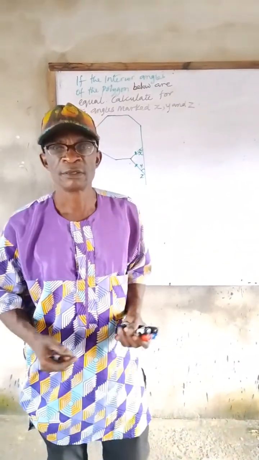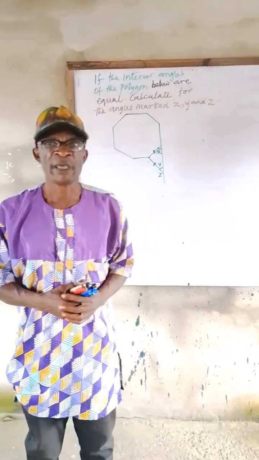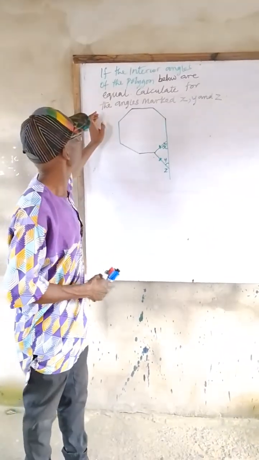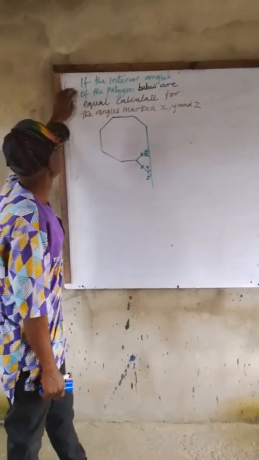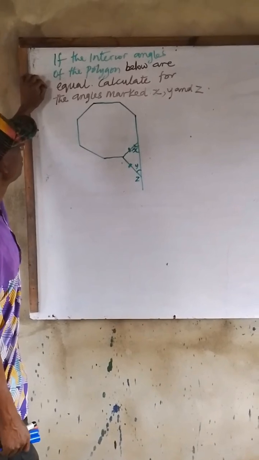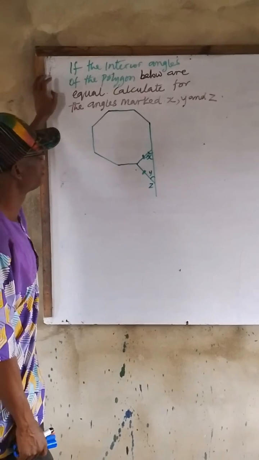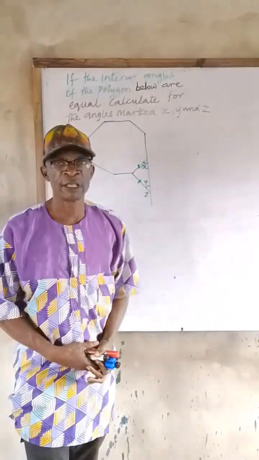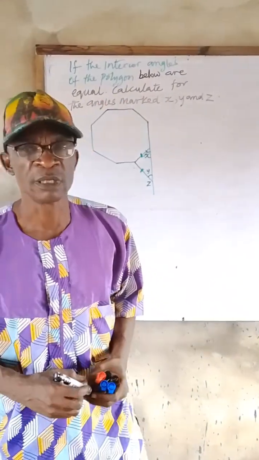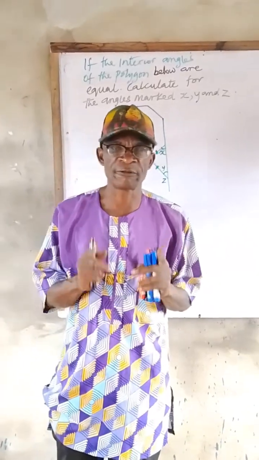Hello students, in today's edition of mathematics, remember this is one of the questions that I ask you people to answer. The question says, if the interior angles of the polygon below are equal, calculate for the angles marked X, Y, and Z. Obviously, before someone will be able to work on this mathematics successfully, there are certain policies that the person needs to understand first.